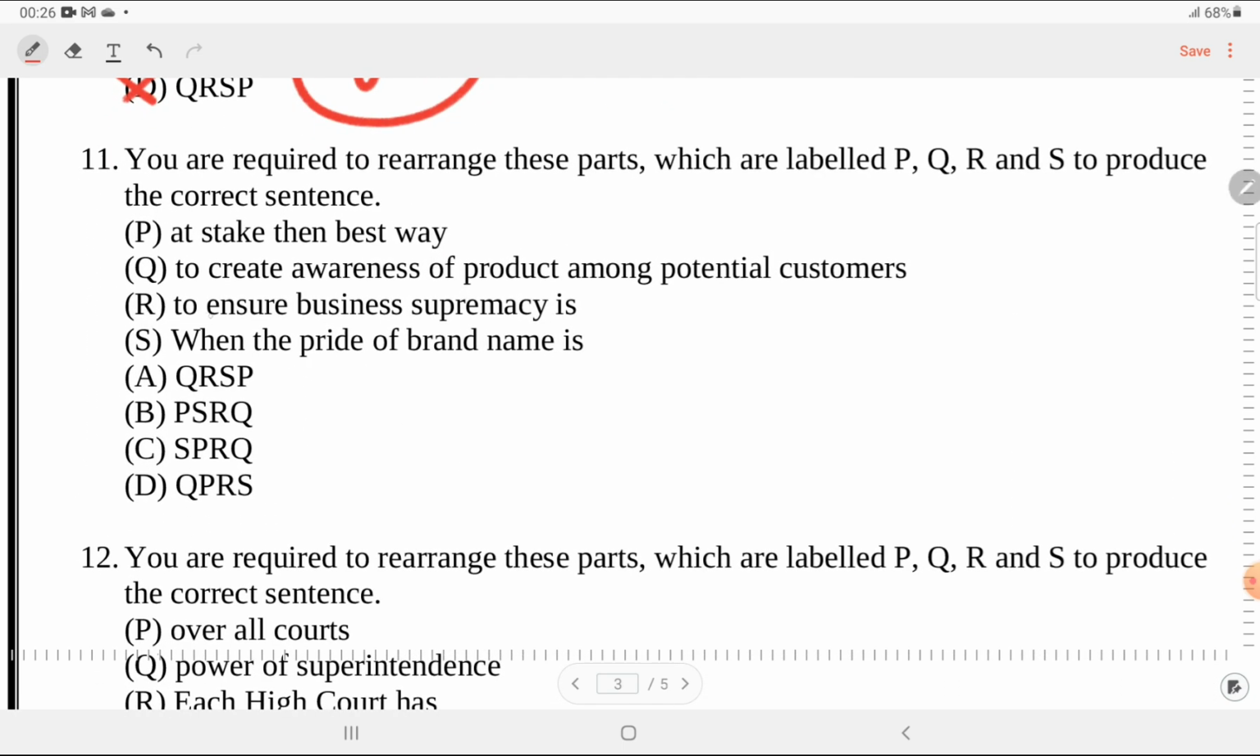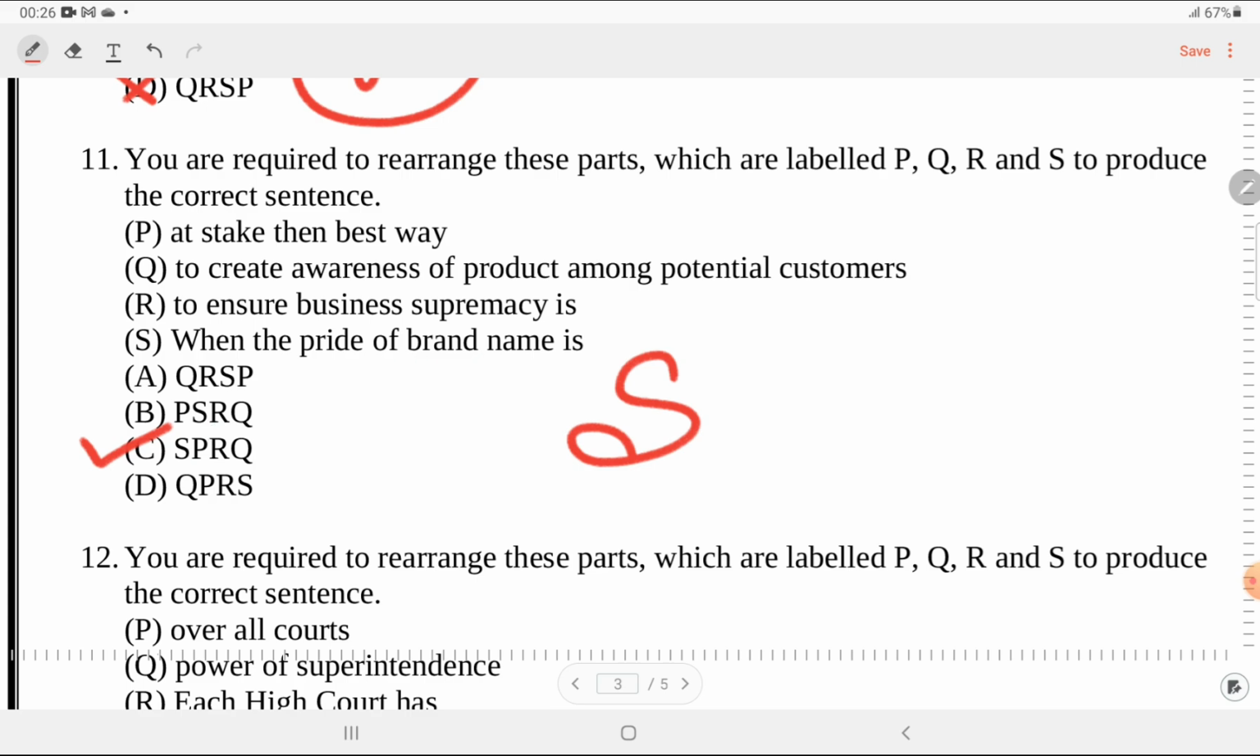Now at least I can make out when the pride of brand name is. This sentence should begin with S. अब S से शुरू हो रहा है C, which is actually the right answer. But yes, sometimes you need not be too confident. आप एक बार पढ़ के देख लो whether it is going right or not. ये तो मैंने पढ़ के ऐसे बताया कि ठीक है, S से ही sentence begin होना चाहिए. But when I read it, let's see whether it goes well or not.